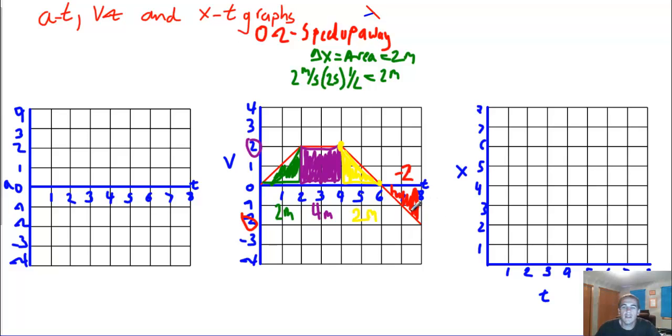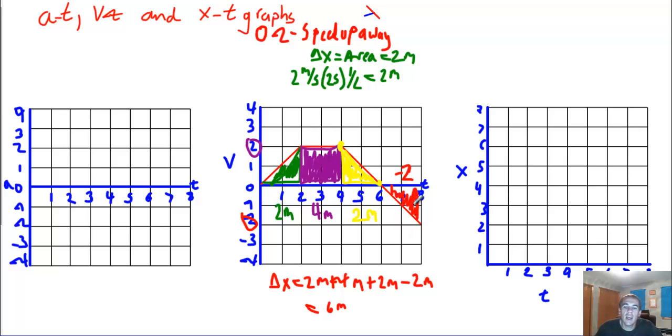Okay. Now that's a lot of information, and from that I can tell you that the overall change in position of this object, the total delta x for the whole thing, is going to be the first 2 meters it went, then it went 4 more meters, and then it went 2 more meters, but then it came back, so minus 2 meters, and so the total displacement is 6 meters. Okay, and I got that just from the areas on here.